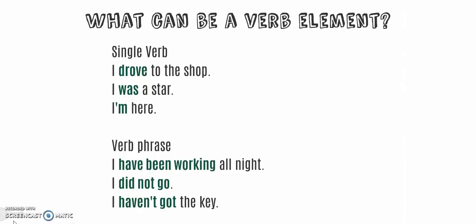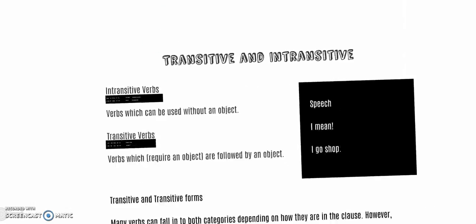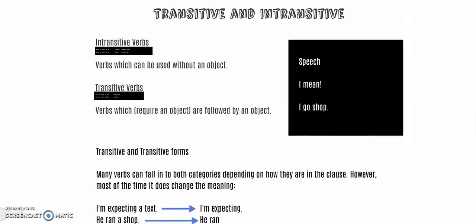And then verb phrase. So this is a group of verbs together, and that depends or says what tense it is. So I have been working all night. Have been and working, all verbs. I did not go. So verbs with the negative modifier of not, and I haven't got being the verb phrase in the last example.